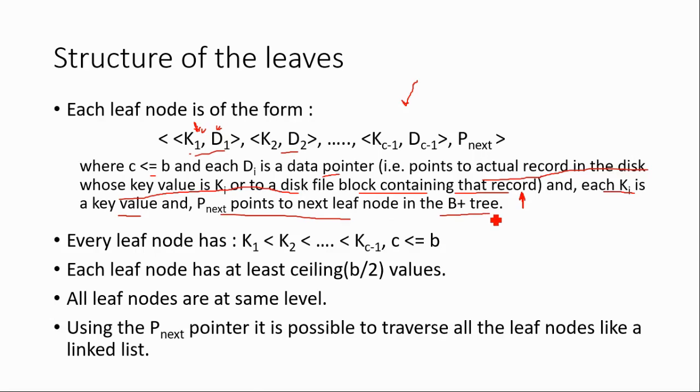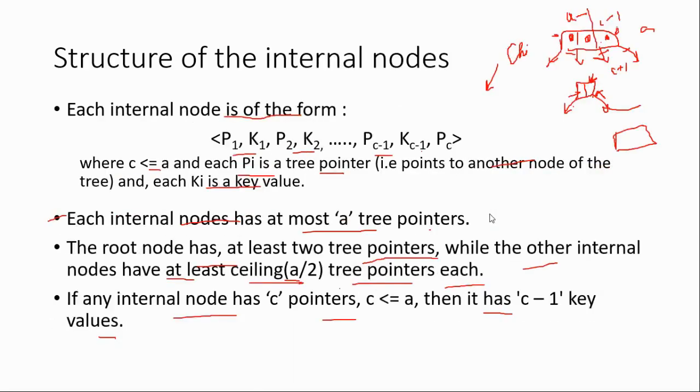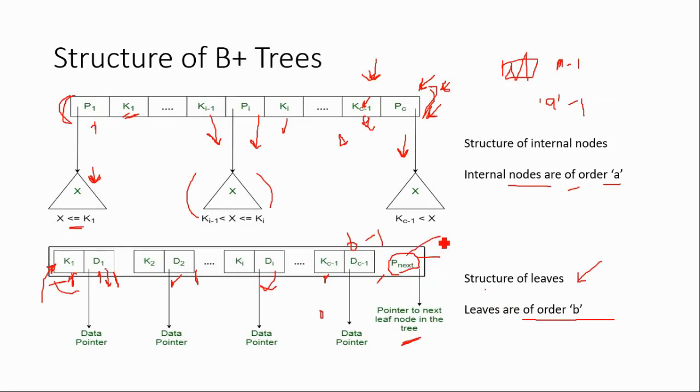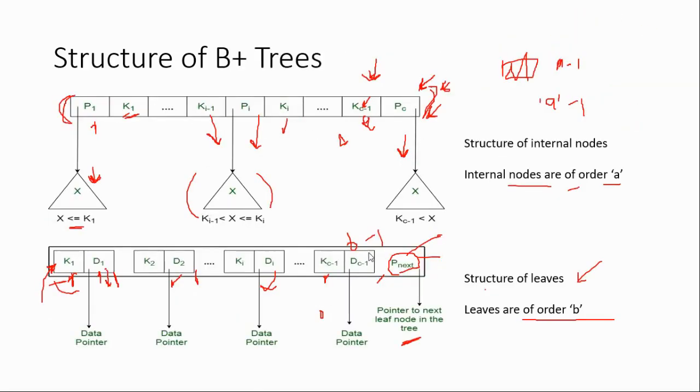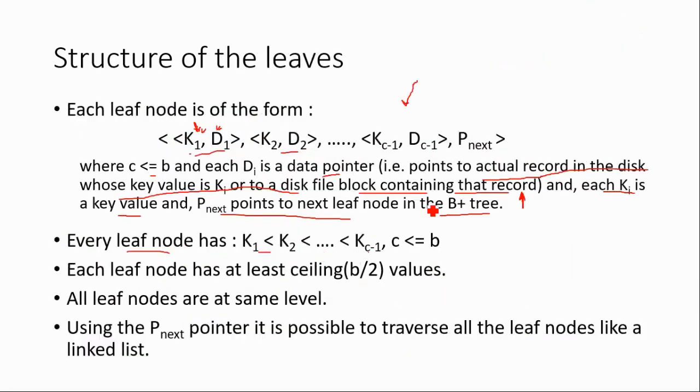So P next is a pointer to the next node, so it follows a single linked list type of structure. Now every leaf node has K1 less than K2. So here we come to the important conclusion that in leaves also, like in B trees, the elements are arranged in ascending order. So K1 will be lesser than K2, K2 less than K3 and so on.